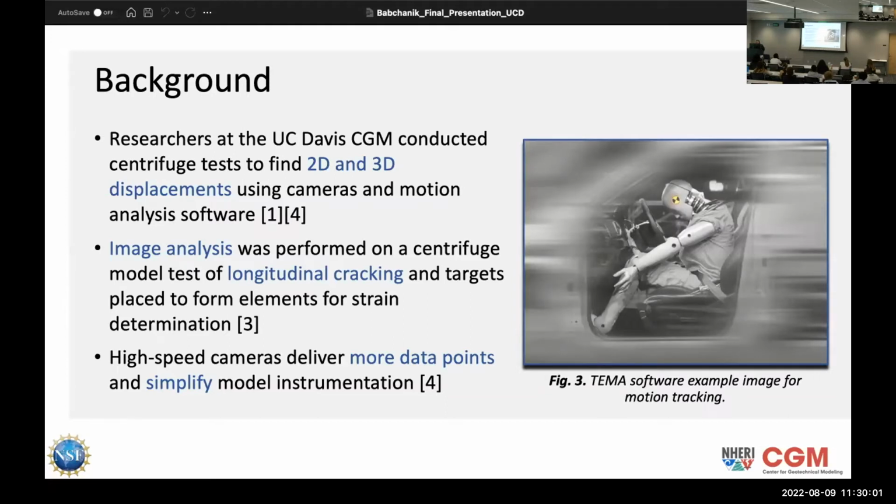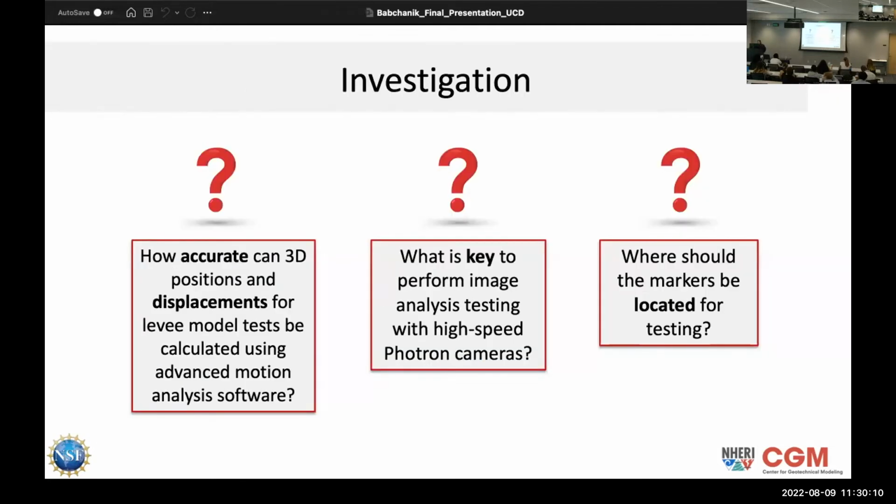The high-speed cameras also give a simplified approach to observing the points that we want to see, and simplify model construction as well. Some key things to think about were the accuracy that the software can have to determine positions and displacements using image analysis software, the steps to perform the testing with cameras, and where the targets should be located, mainly for the centrifuge test.